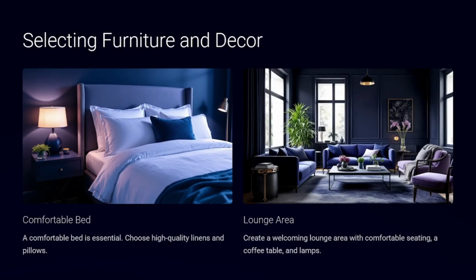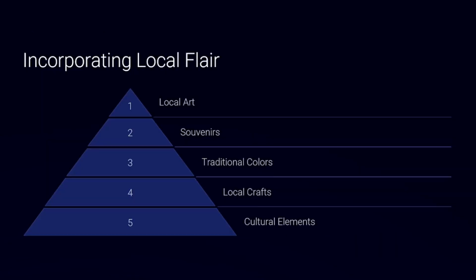Also, you need to properly select your furniture and decor, right? Make sure the bed is comfortable because that is very essential. In essence, when a guest comes there, mostly they're going to be sleeping. That's their main intended use. So you want to choose some high quality linens and pillows. And the lounge area needs to be welcoming. There needs to be comfortable seating, a coffee table, some lamps, right?